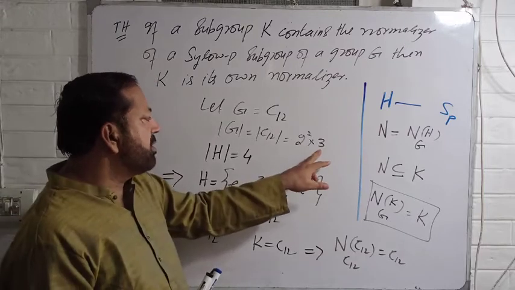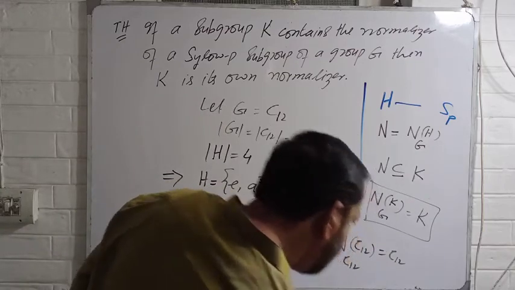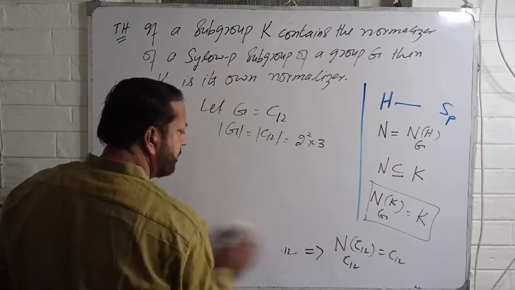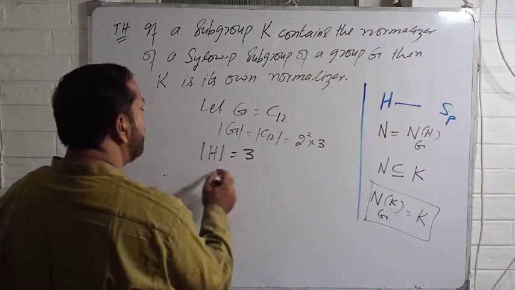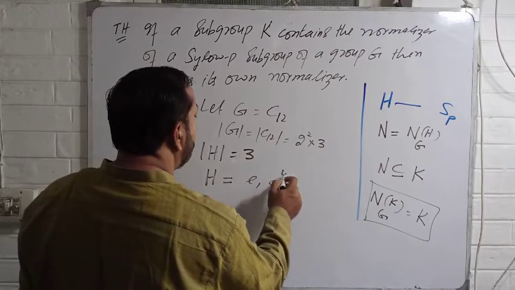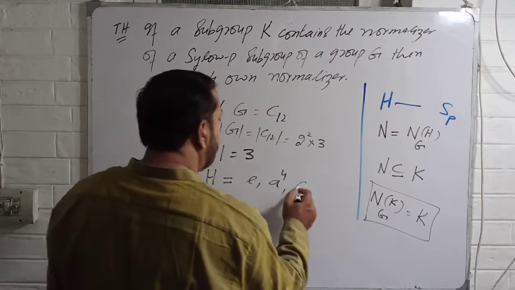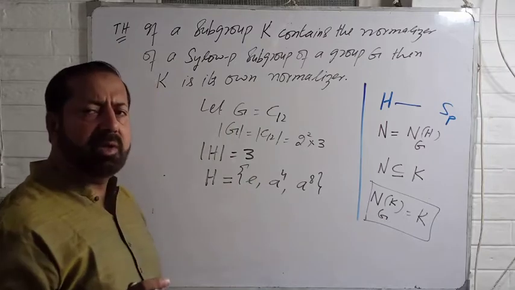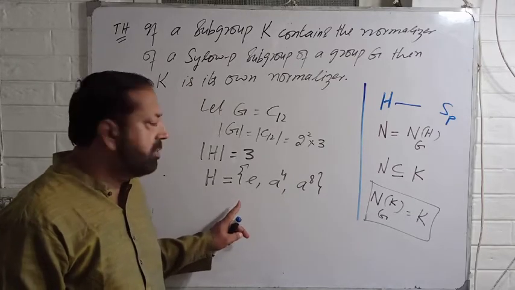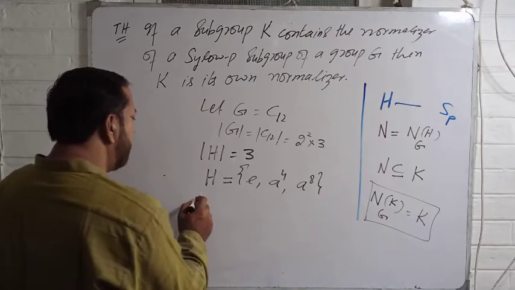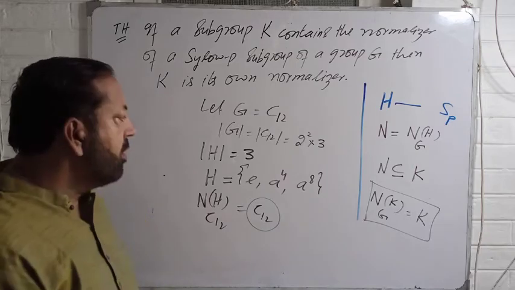Now, again, if you choose a Sylow-p subgroup of order 3, then what would happen? If we take H with order of H equal to 3, then H must be {e, a^4, a^8}. So again you have the same example, because the normalizer of a subgroup of a cyclic group is the entire cyclic group. So this will not work for this. Again here, the normalizer of H in C12 is C12, so C12 is the only possibility for K. Now choose some other example.